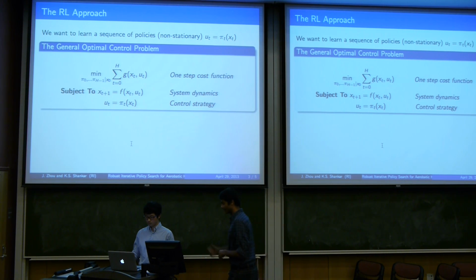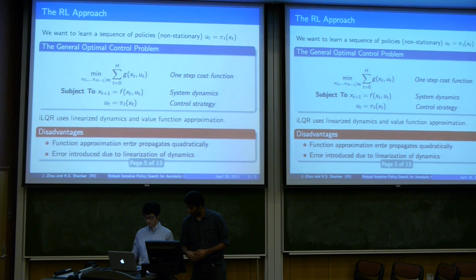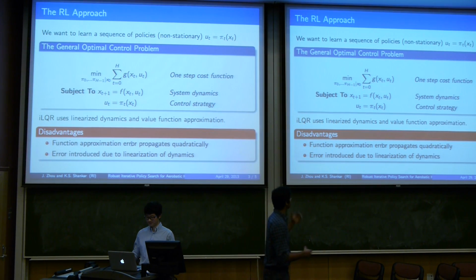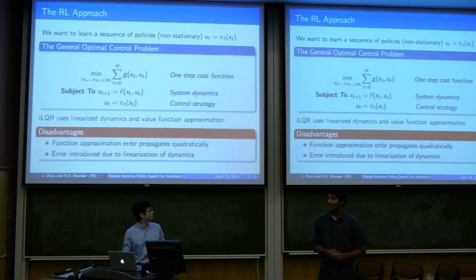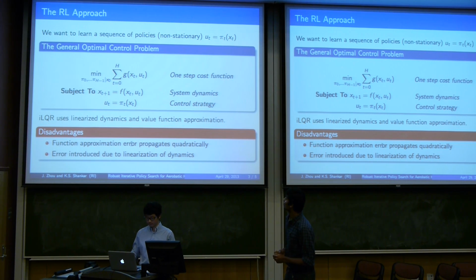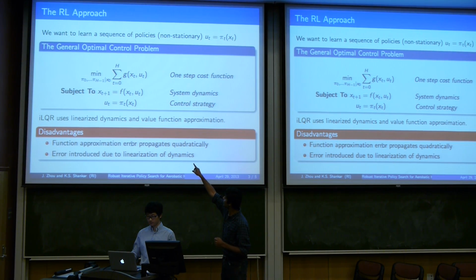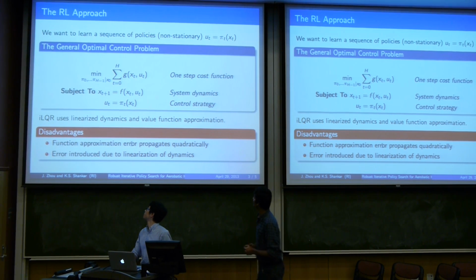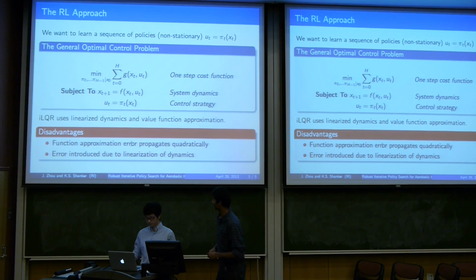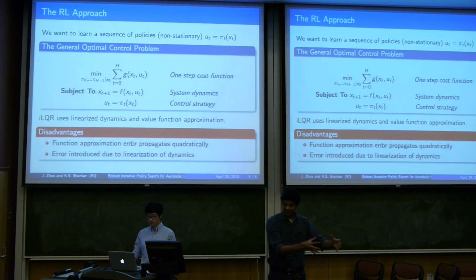And the current existing approach is ILQR, which approaches this problem by linearizing the dynamics about a target trajectory. And what it does is that it does a Taylor expansion of the system dynamics. And so it expresses xt plus 1 as a linear combination of xt and ut. And to evaluate the argmin, it performs quadratic value function approximation. So the disadvantages clearly are that if you make any mistake, as you move along the time steps, the error propagates quadratically. And linearizing your dynamics is not really a very good idea.